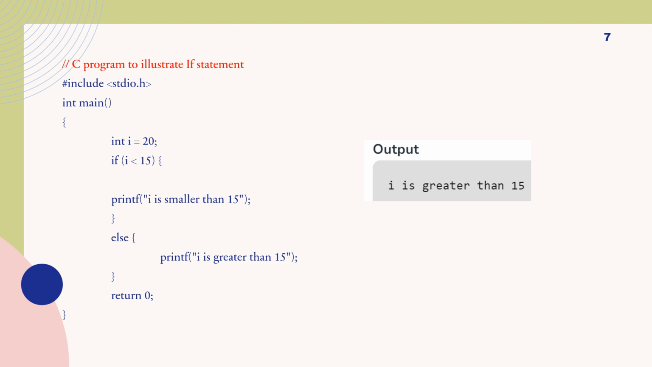You can look into the program demonstration for this if else condition. If i is less than 15, initially the value of i is assigned as 20, and i is not less than 15, so it will print "i is greater than 15" from the else. Here the value of i is 20 and 20 is greater than 15, so the output will be "i is greater than 15".